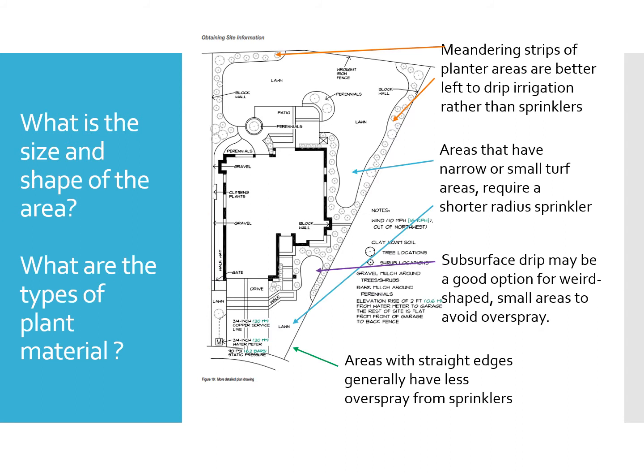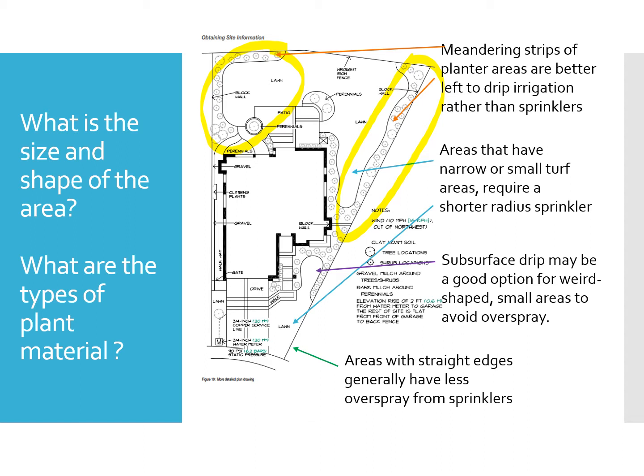What is the size and shape of the area, and what types of plant material are you working with here? So this example design is the one that's throughout the Rainbird textbook all the way through. And you can see in this particular planting area, we have these meandering strip planter beds that look like they would be best to use drip irrigation rather than sprinklers, because they look narrow and they're also really curvy. So the curvier something is, the more likely you're going to have overspray. So if you're able to use drip on those areas, that might be a better choice.